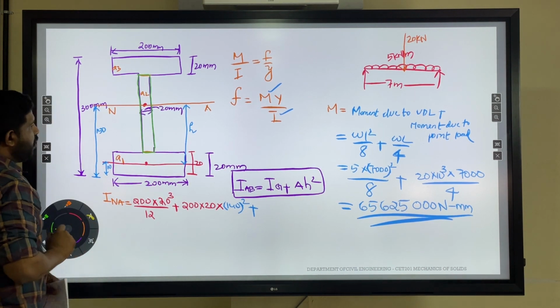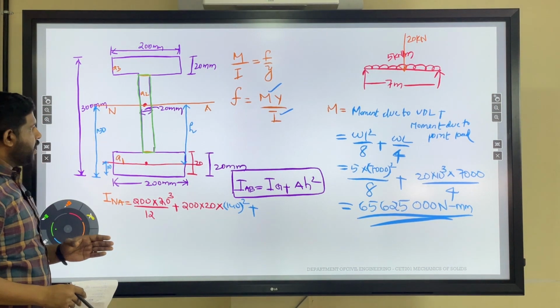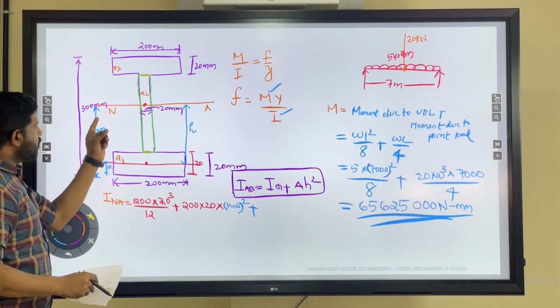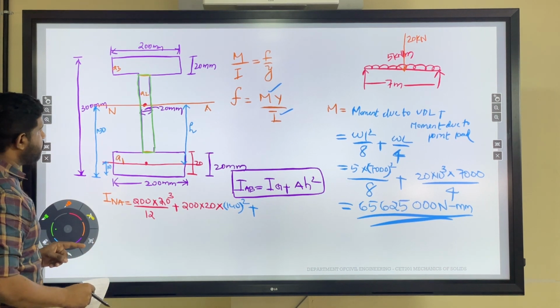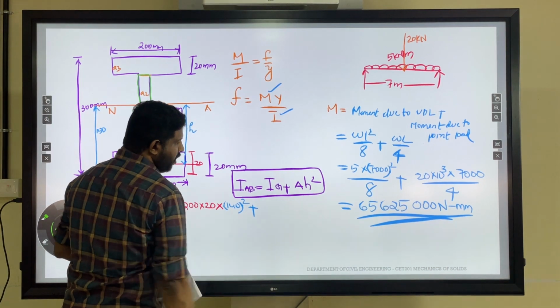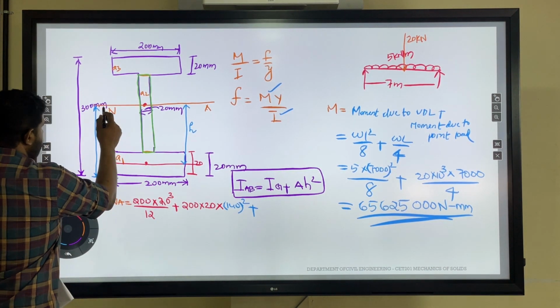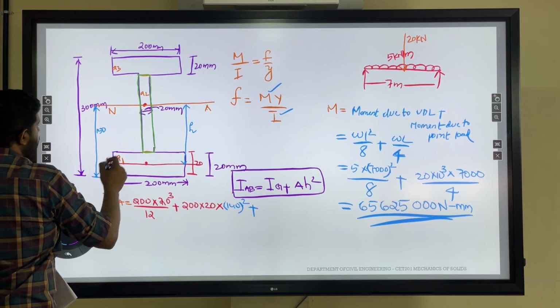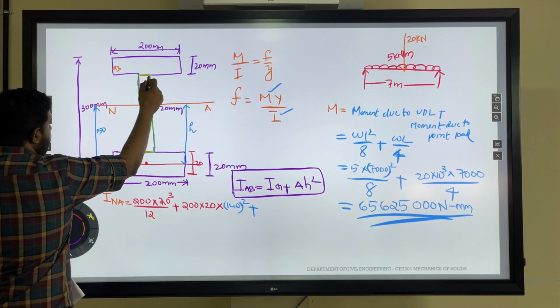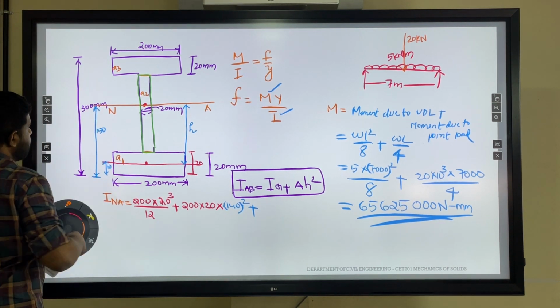We want to calculate the moment of inertia with respect to the neutral axis, and since it is a symmetrical section, for the second area the neutral axis and the individual centroidal axis will be the same. So we need not consider A h squared, because the h value will be 0. So I_NA will be equal to I_G itself. When considering the second area, b will be 10 and d will be this much distance. Altogether it is 300.